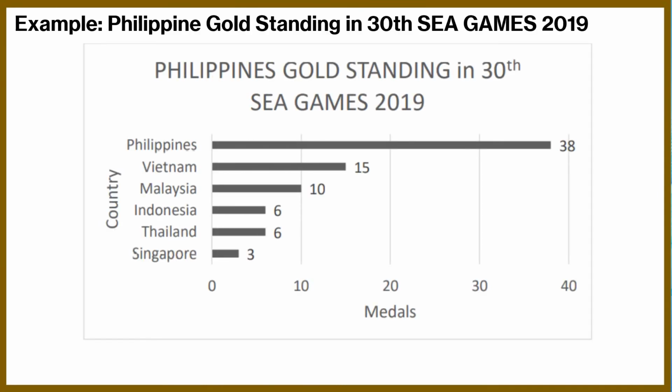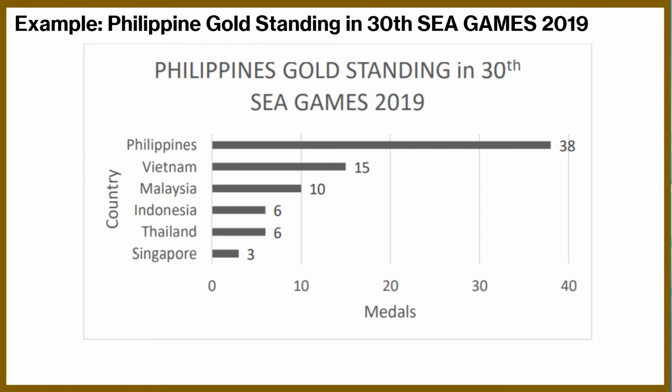Let's have an example: the Philippines gold standing in the 30th SEA Games 2019. That is the title of our bar graph. On the left side, the vertical axis, the country is indicated. The categories are specified, along with how many medals each has. This is the relationship of the country to the medals, which is what a bar graph shows: the relationship of the categories to its values.